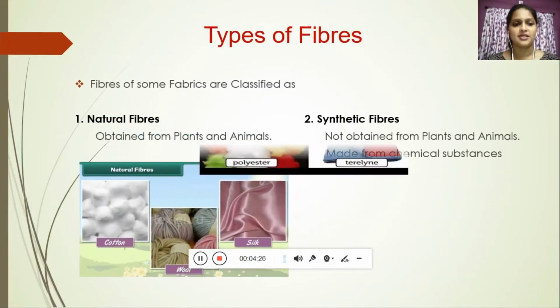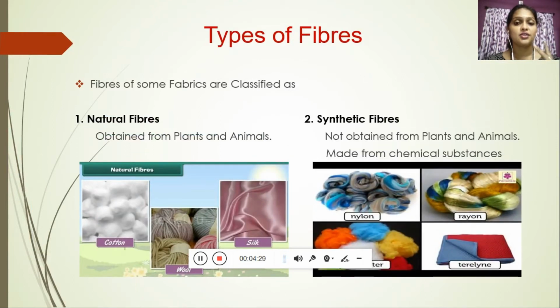Types of fibers. Fibers are classified into two types. One, natural fibers. Second, synthetic fibers. What do you mean by natural fibers? Fibers obtained from plants and animals are called natural fibers. For example, cotton, wool, silk. Cotton is obtained from plants, wool from sheep, silk from silkworm. Clear? These are naturally available fibers.